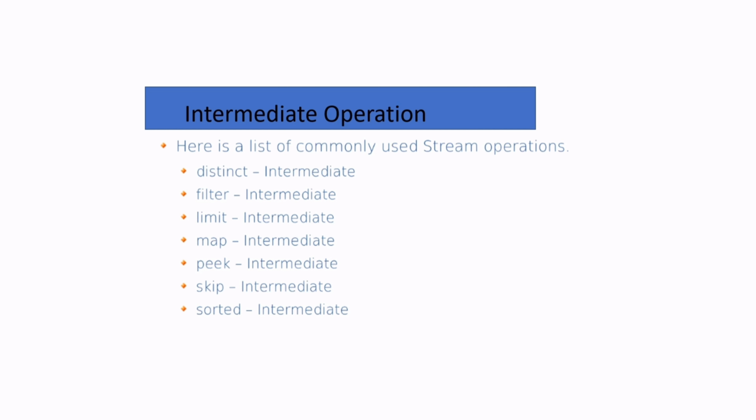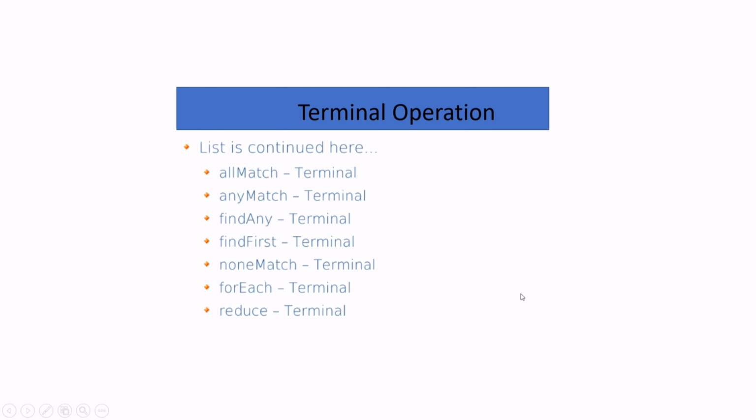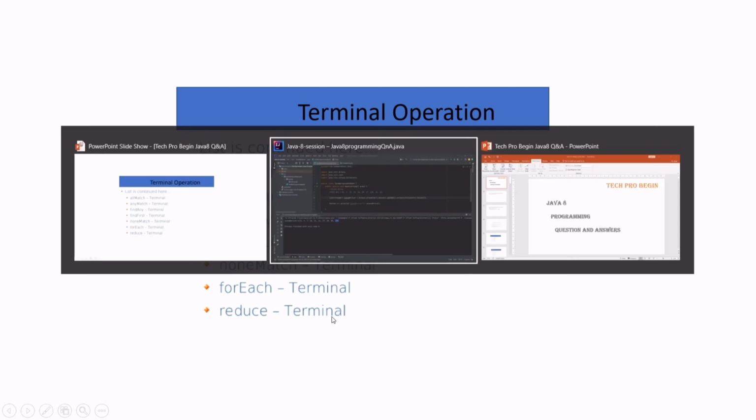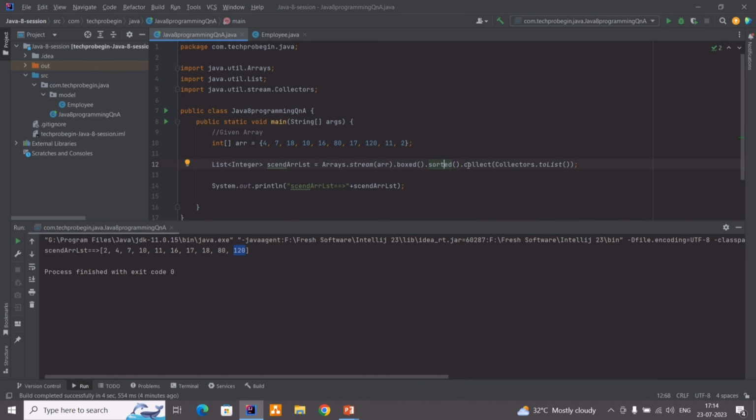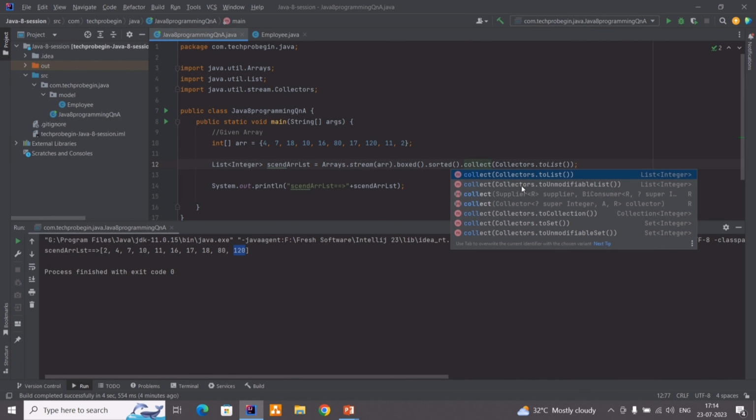Next, let's see what a terminal operation is. Again there are a lot of terminal operations in the stream. I have listed some of them, like allMatch, anyMatch, findAny, findFirst, noneMatch, forEach, and reduce. Also, I think I forgot to add collect. Collect is a terminal operation. Let me validate that. See, collect is returning something; I'm getting the actual result.